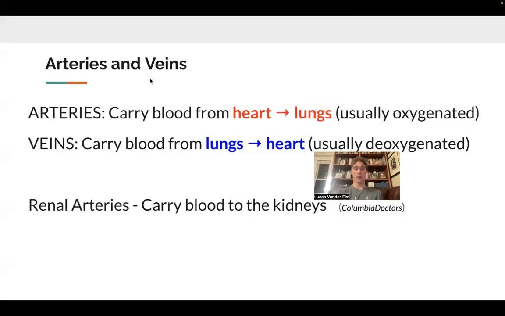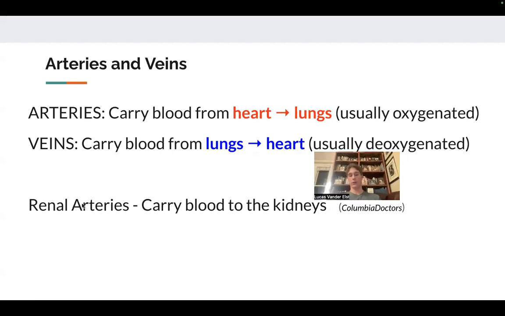Okay, so now I'm going to talk about arteries and veins. So it's pretty simple. Arteries carry blood from the heart to the lungs. They're usually oxygenated except for the pulmonary artery. That's the only exception. And then veins carry blood from the lungs to the heart. So they're usually deoxygenated, again, except for the pulmonary vein, but that's the only exception.